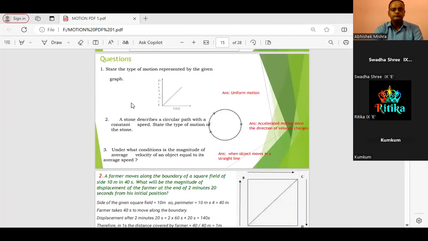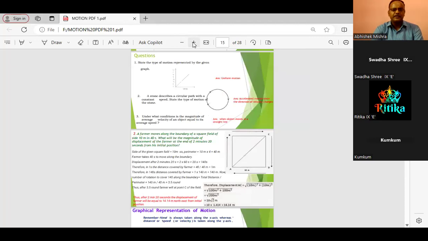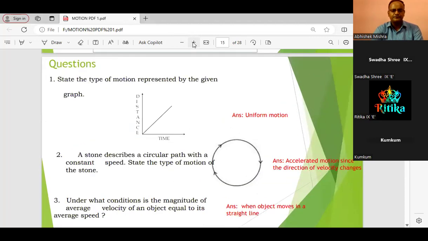Now, students, here is a set of questionnaires with the answers. You can see very well what type of motion is represented by the graph. The answer is simply uniform motion. But can anyone justify this answer?